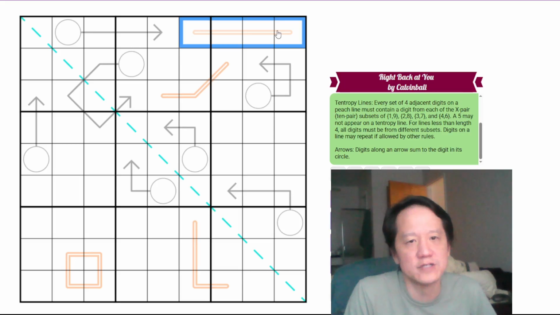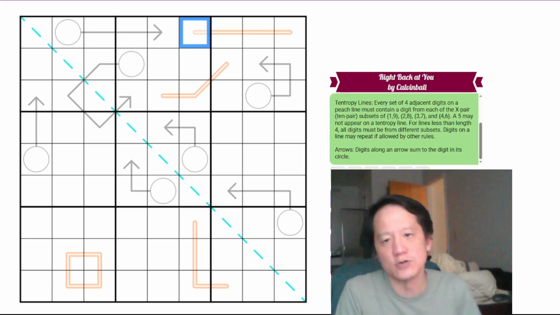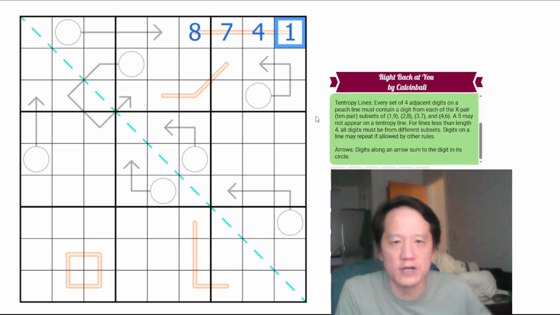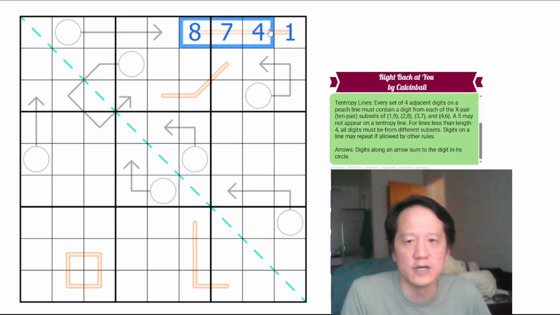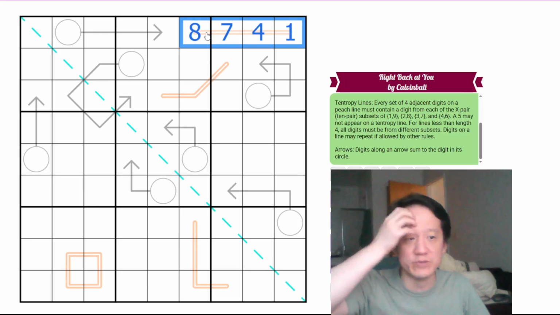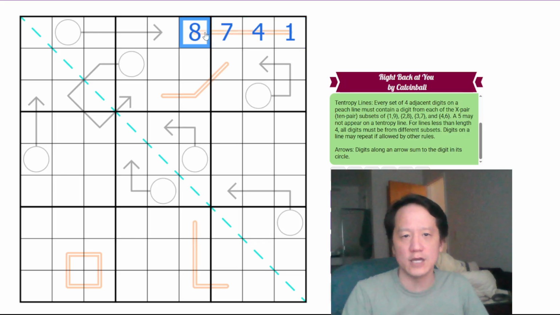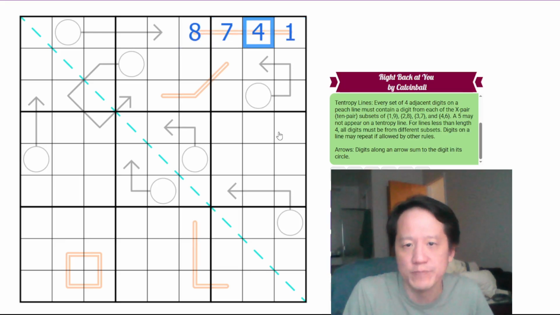But for example, on this line, you have to have 4 digits, one from each of 1, 9, 2, 8, 3, 7, and 4, 6. So a valid example here could be something like 8, 7, 4, and 1. And this is valid because every set of 4 on this tentropy line, which is basically the only set of 4, you have one digit from 1, 9, which is 1, one digit from 2, 8, which is the 8, one digit from 3, 7, which is the 7, and one digit from 4, 6, which is the 4. And that's how tentropy line works.